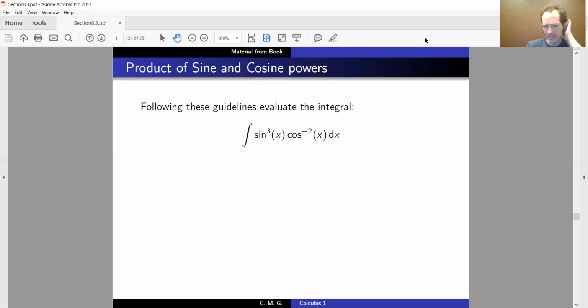All right, so let me give you an example of this. So I want to integrate sine cubed of x cosine to the minus 2 of x. And that is a power, the minus 2 power, not an inverse anything. That is the negative 2 power. So that's really secant squared of x inside there.